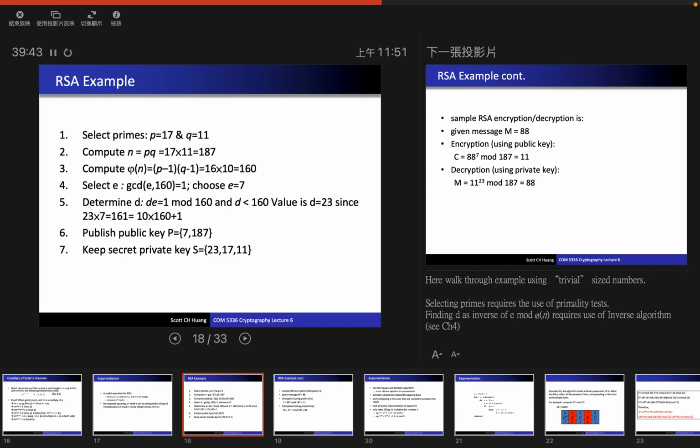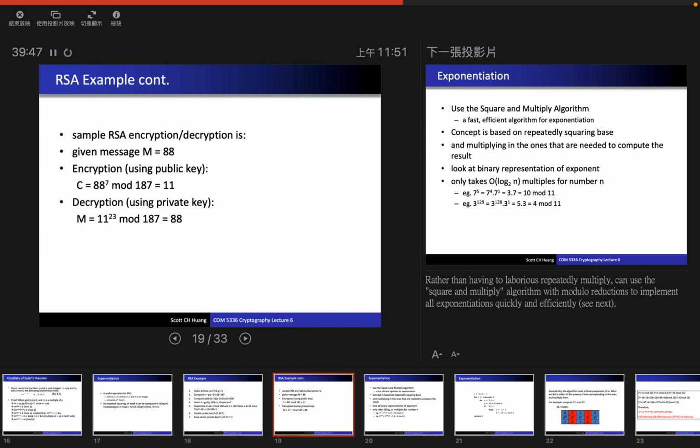So for these plain texts, multiples of 11 and multiples of 17, Euler's theorem would not work because they do not belong to the multiplicative group Z187 star. So let's choose a plain text which is not relatively prime, just to show you that even though Euler's theorem cannot work in this case, RSA is still correct. So the message is 88.